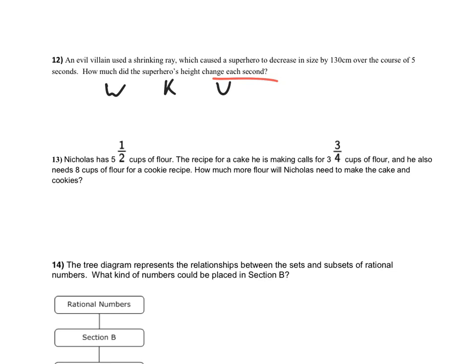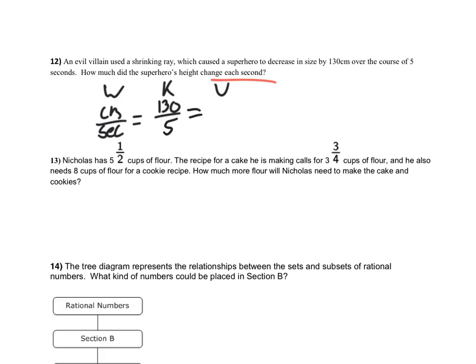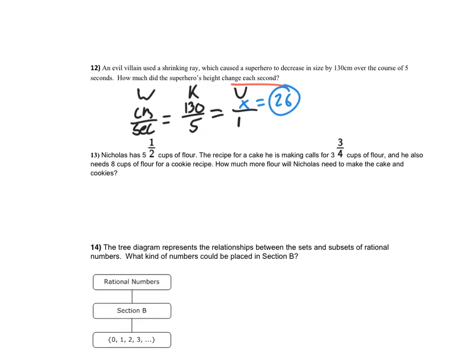Our words, we are talking about centimeters and seconds. That's supposed to be an M up there. Just pretend like it looks like cm. And we know that it's 130 centimeters. And we know that's in 5 seconds. And what we want to know is how much he's changing each second, for 1 second. So I'm going to have my x up here. So I could cross multiply, but again, it really just comes down to 130 divided by 5. So whenever you divide those, you get 26. So he is shrinking 26 centimeters every second.